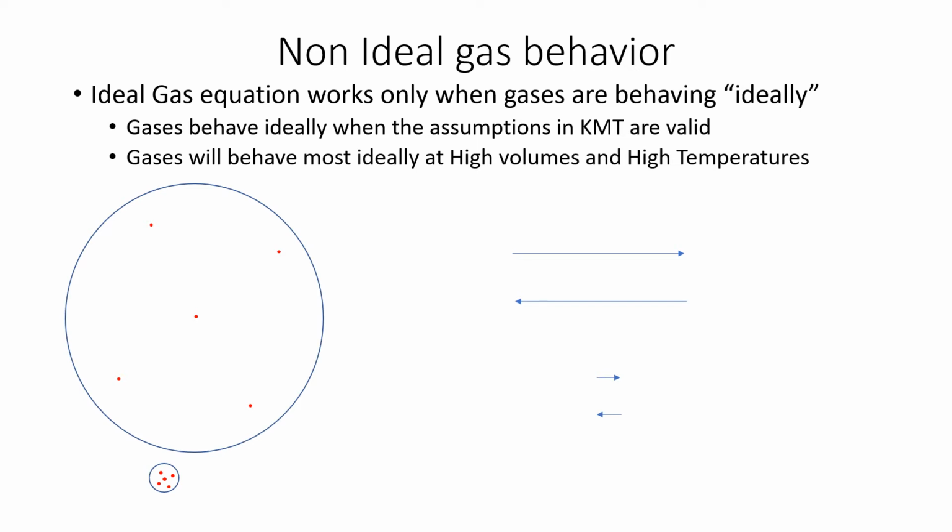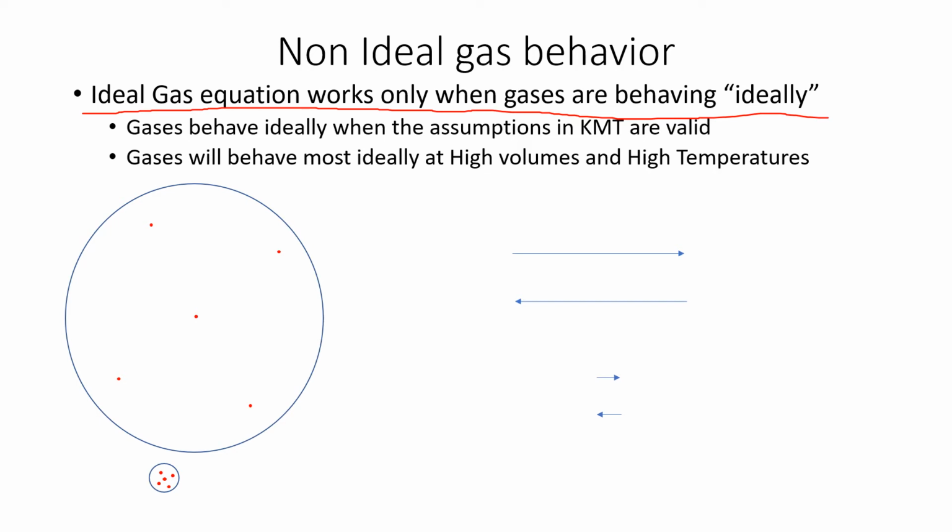Kind of the last thing we want to talk about in our discussions of gases is this idea of non-ideal gas behavior. We've seen for all of our calculations that we've used the ideal gas equation. It's a relatively simple equation. Easy to use, not that many parts. Well, the ideal gas equation only works when gases are behaving ideally. So what does this ideal behavior really mean?